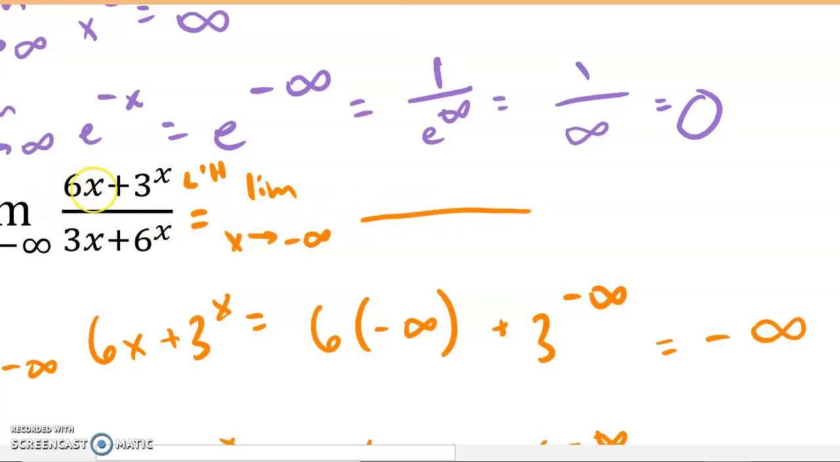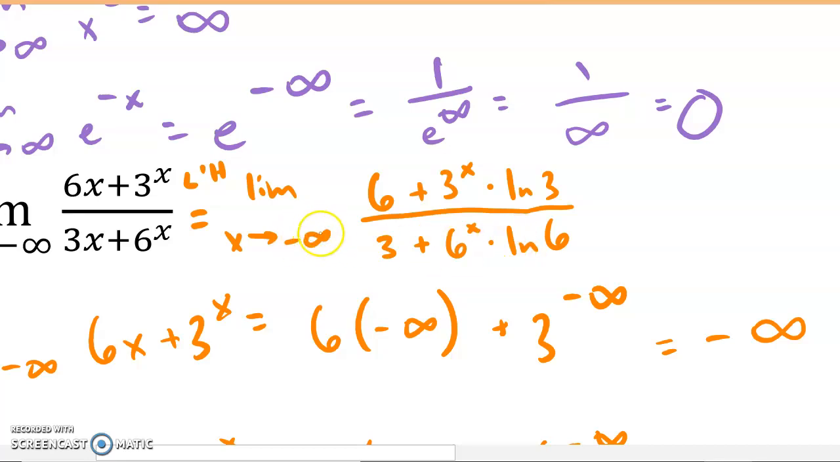Derivative of 6x is 6. Derivative of 3 to the x is 3 to the x times the natural log of the base, so times the natural log of 3. Similar thing happens down here. We get 3 plus 6 to the x times natural log of 6. All right, so what happens now when x goes to negative infinity?